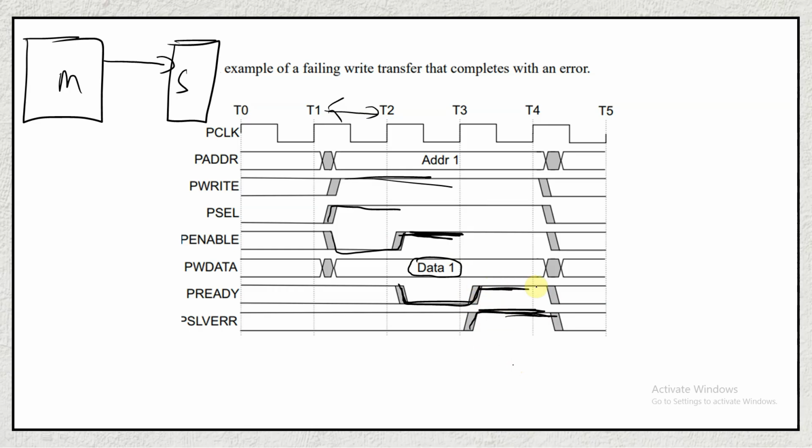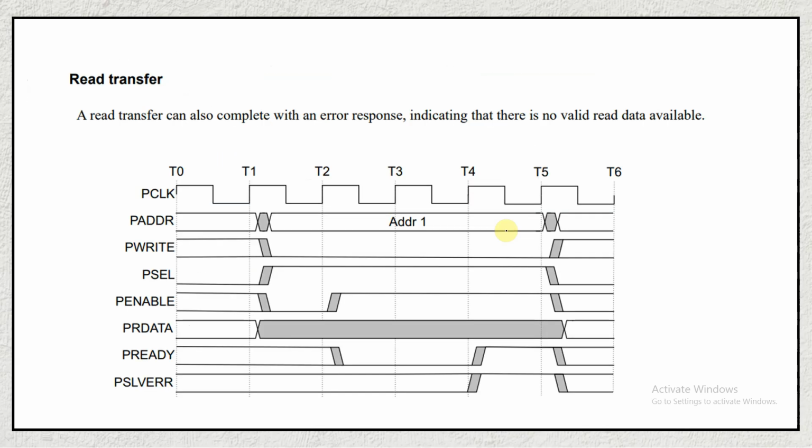If your PREADY is equal to 1 and PSLVERR is equal to 1, then only it will be sampled by the master. If your PREADY is equal to 0 and your PSLVERR was made 1, then that particular PSLVERR is not sampled by the master. So this is how we are going to decide a write transfer with an error.